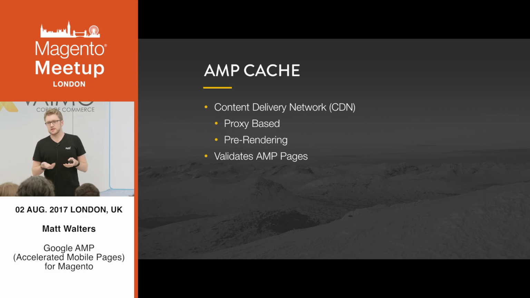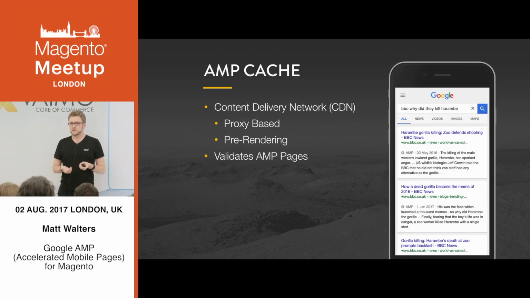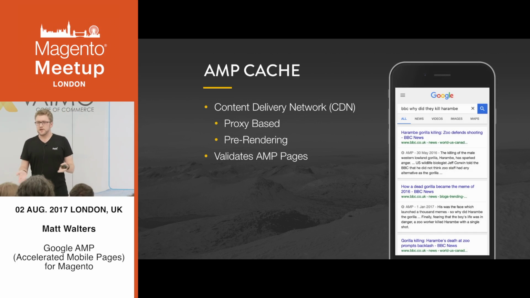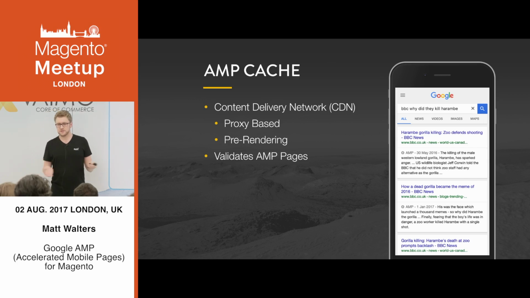The AMP cache, on the other hand, is, as I said, using Google in this example, the cache where these pages are served up. So you're basically backboning your pages off Google, which gives you a huge speed boost. It's proxy-based, so depending on where you are, you'll always get the nearest data center serving this content to you. And it also doubles up as a validator, so it will only ever show you validated pages.